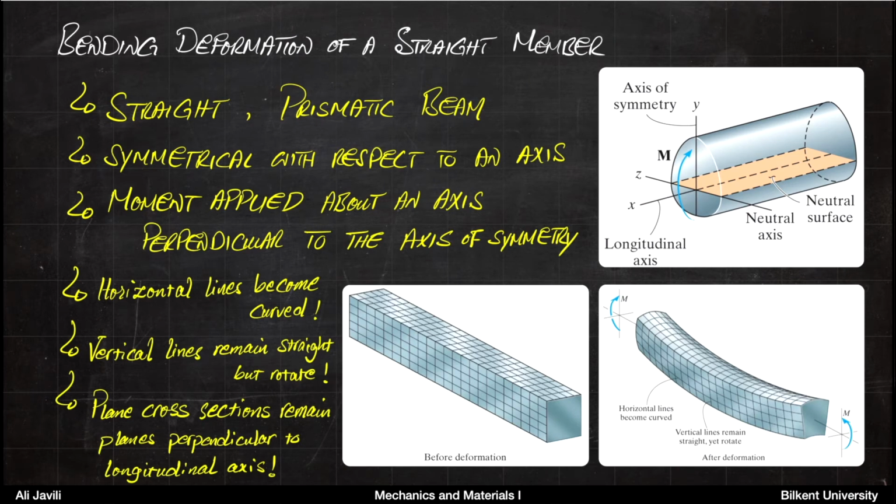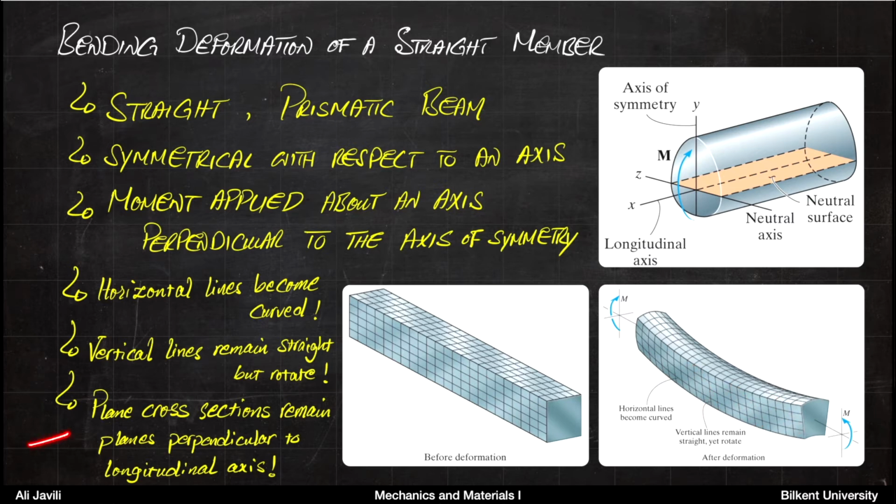So other assumptions that we make is that horizontal lines become curved. So here, if you think of horizontal lines here that are straight, they would become curved here. Vertical lines remain straight, but they rotate. So if I want to exaggerate them, they do something like this.